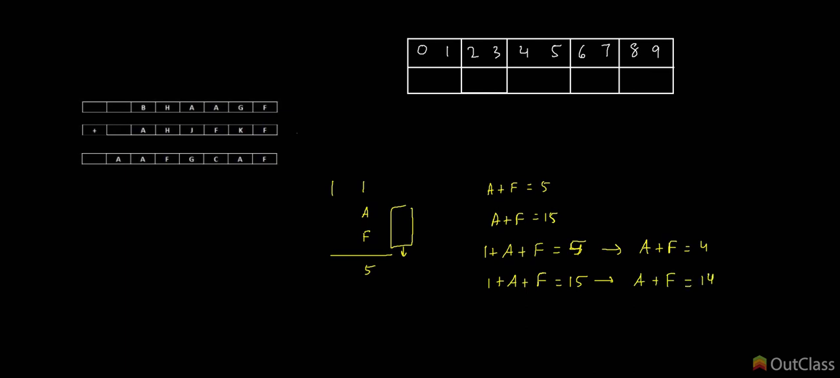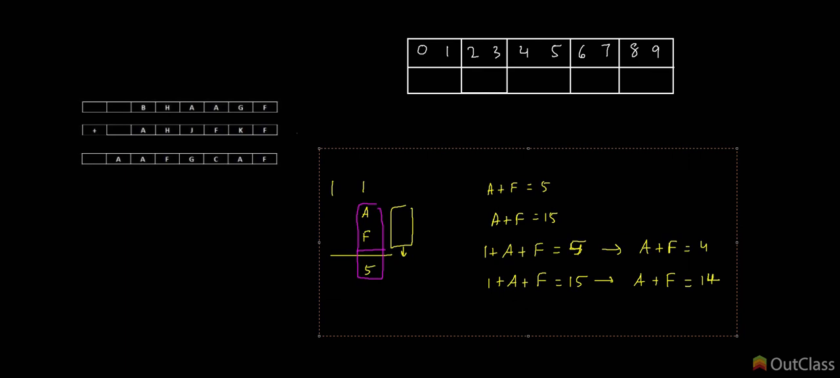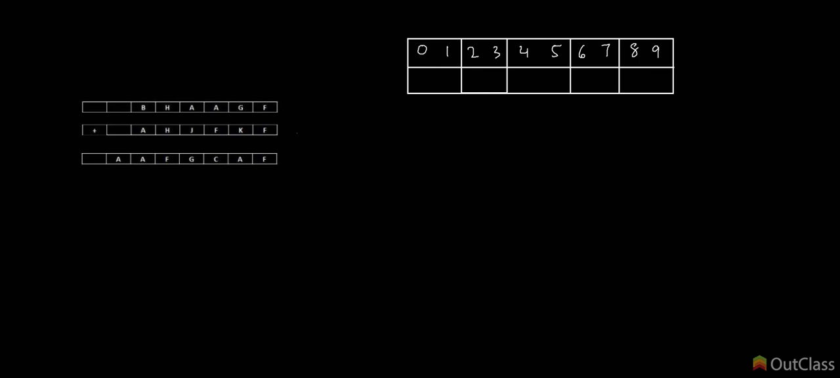So just remember that A plus F could be either 4 or 5 or 14 or 15. That many possibilities are there. So don't just assume as soon as you see something like this that A plus F is equal to 4. There are other possible values. It's crucial that we understand this before we go ahead with this puzzle. Now we'll try to find whatever we can find easily.